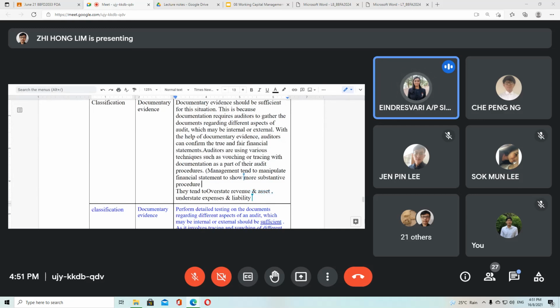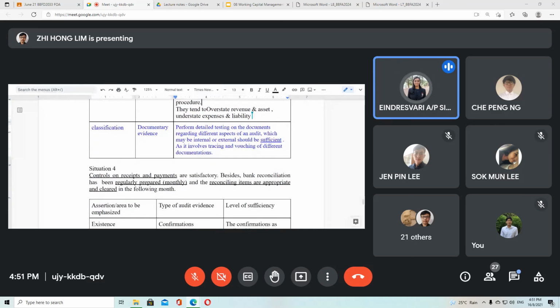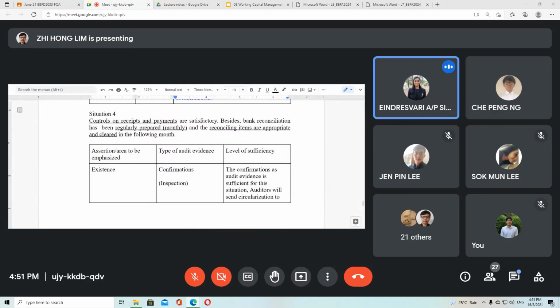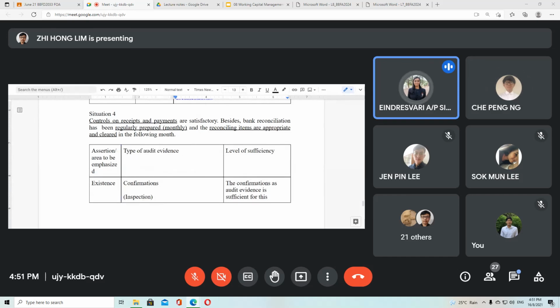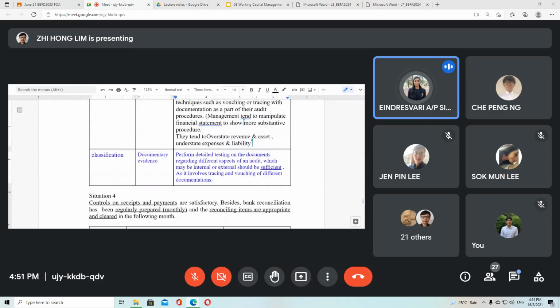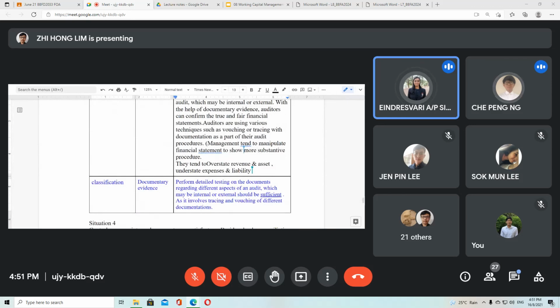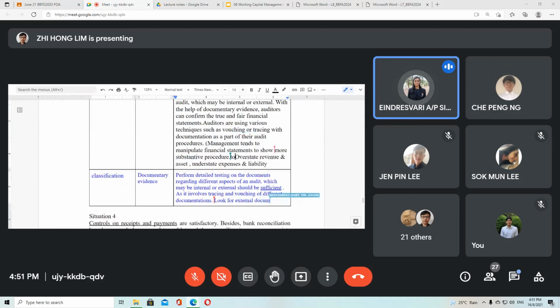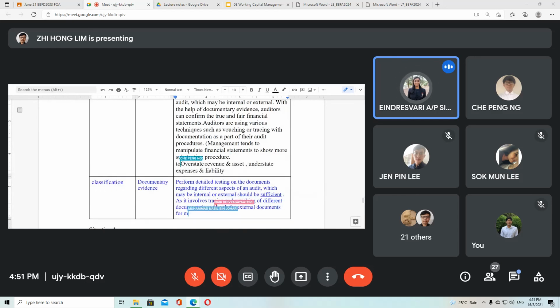Okay, next is classification. Next person's answer. You can also go back to the above answer. Somebody mentioned about external document, the blue color. So you can look for more external document for evidence. Evidence from external party also enhances the reliability. Why? Because when the management are cunning, and if you can get evidence from third party, that means you can trust them. Okay, next.